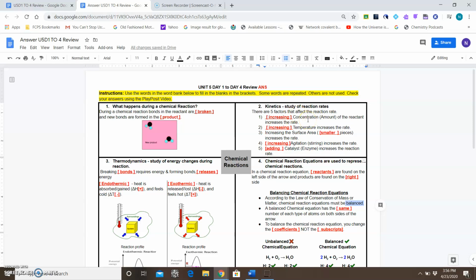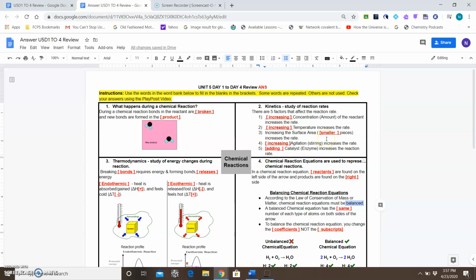So the first one is concentration or amount. If you increase the concentration or amount of a reactant, the reaction rate will increase. The reaction will be faster. For temperature, if you increase that as well, it'll also increase the rate of the reaction. For surface area, if you increase the surface area, that increases the rate of the reaction.